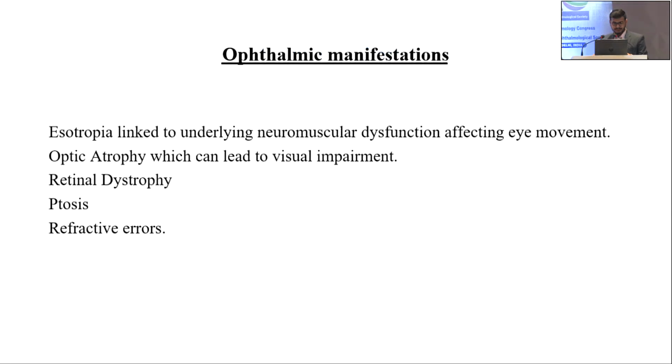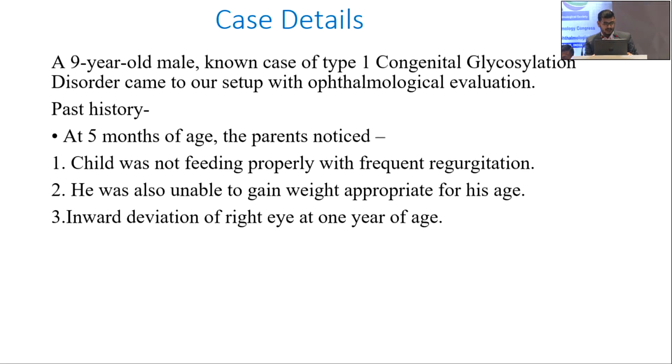to thrive. Esotropia linked to underlying neuromuscular dysfunction affecting eye movement, optic atrophy which can lead to visual impairment, retinal dystrophy, ptosis, refractive errors. Our case is a 9-year-old male, known case of type 1 glycosylation disorder, who came to our setup for ophthalmological evaluation.